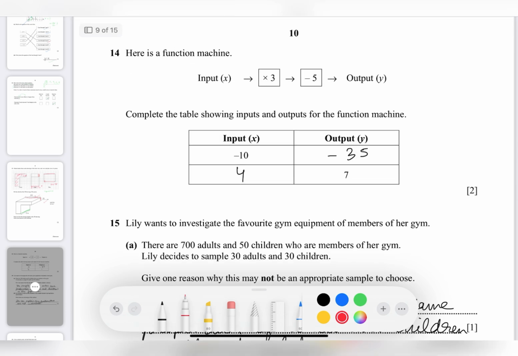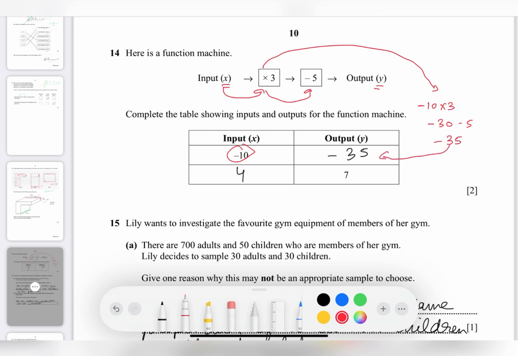Here's a function machine. Input, we have inputting something, then it is multiplying it by 3, then subtracting 5, and we are getting output y. So if we input minus 10, so minus 10 times 3, because we are multiplying it by 3, right? So it will be negative 30. All right, then subtracted by 5, it would be negative 35. So this is the output.